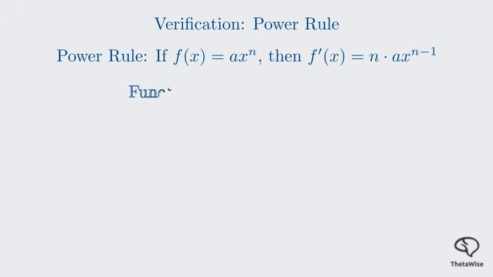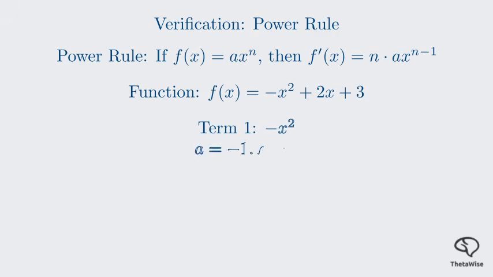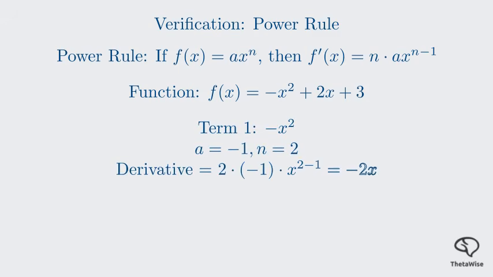Now let's apply this to our original function. f of x equals negative x squared plus 2x plus 3. We treat each term separately. For the first term, negative x squared, the exponent n is 2 and the coefficient a is negative 1. So, using the power rule, the derivative of negative x squared is 2 times negative 1 times x to the power of 2 minus 1. This gives us negative 2x.